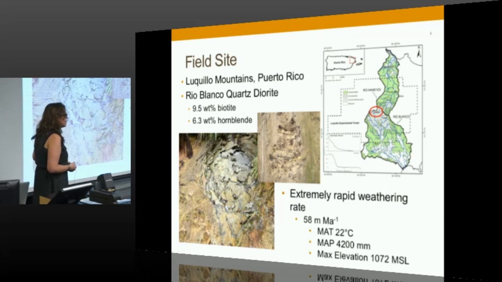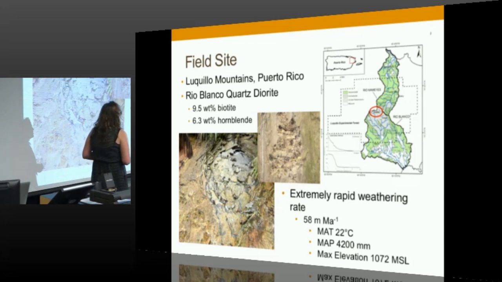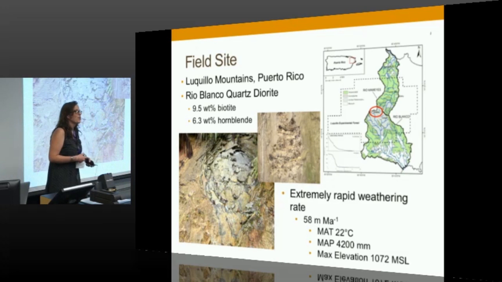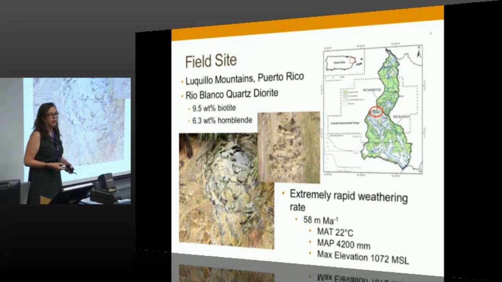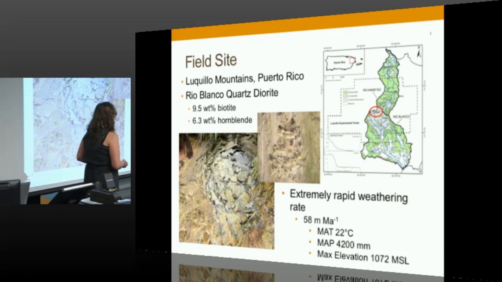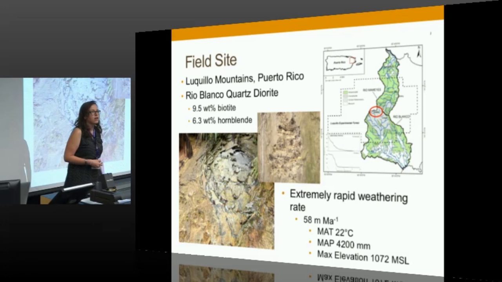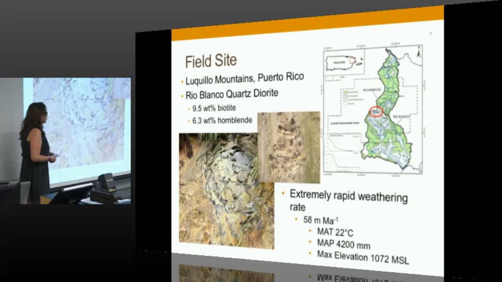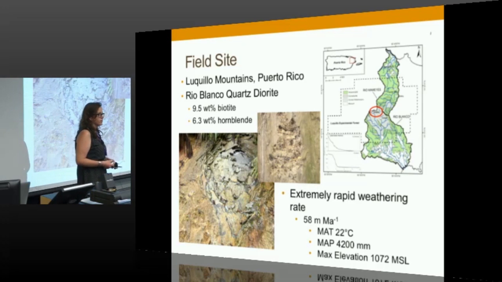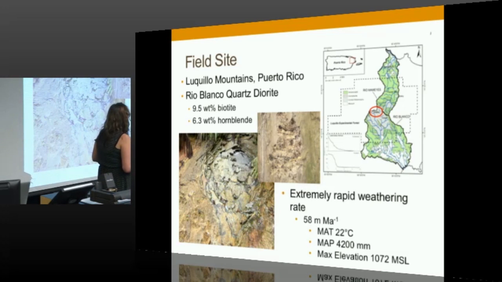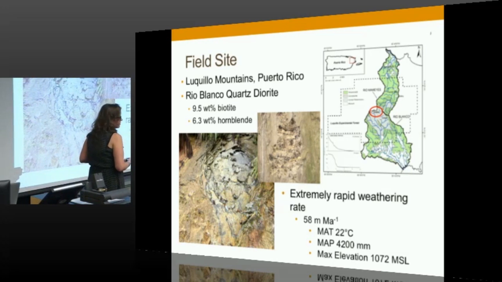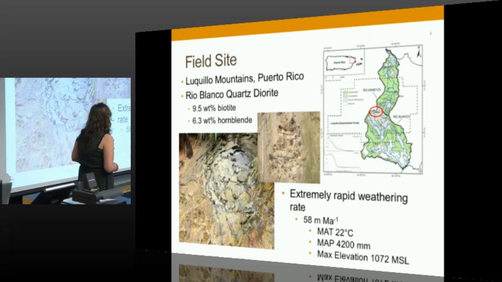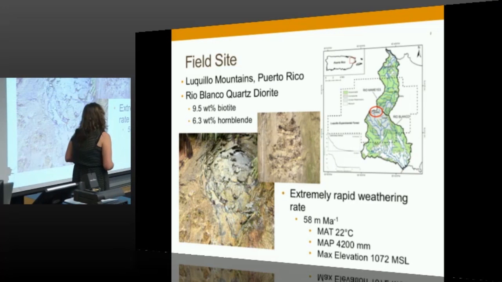This is one of the most rapid weathering rates for a granitic material that's ever been recorded. The saprolite advance rate on this thing is on the order of 58 meters per million years. If you aren't familiar with weathering rates, that's an order of magnitude faster than the global average for a granitic system. And that's partially attributed to climatological variables, high temperature, high precipitation. This is a rainforest, after all, as well as topography.